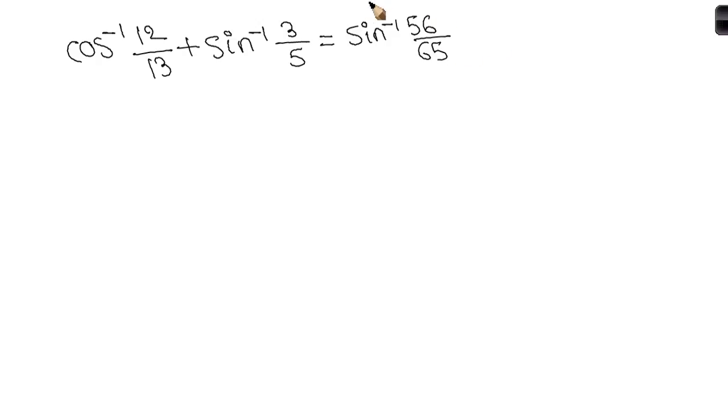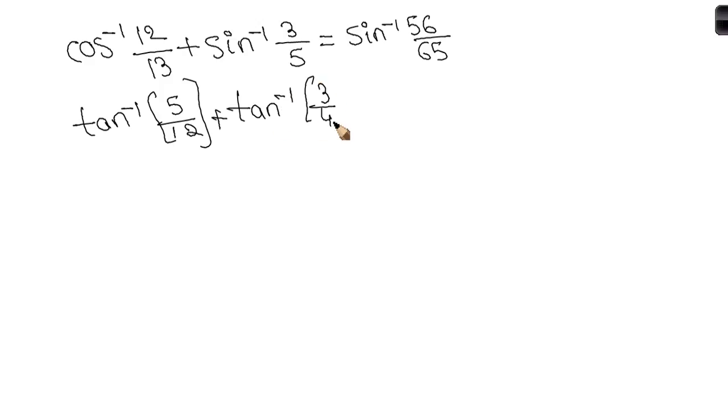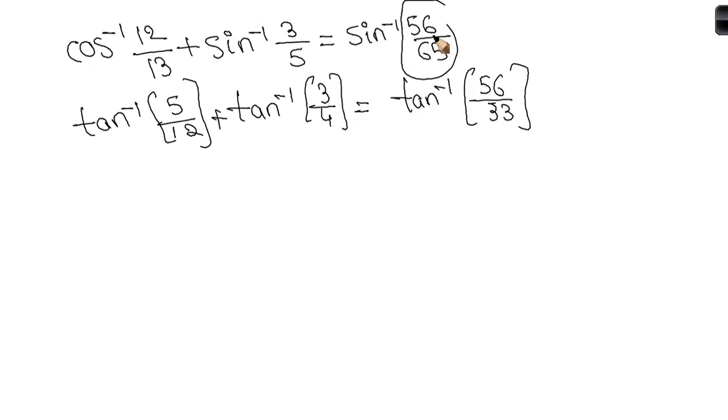So cos inverse of 12 upon 13 would be tan inverse of 5 upon 12, and similarly sin inverse of 3 upon 5 would be tan inverse of 3 upon 4, and sin inverse of 56 upon 65 would be tan inverse of 56 upon 33. Just now I did this in the previous exercise. 56, 65, the third side is 33. So tan inverse of 56 by 33. If I can prove this, my task is done.